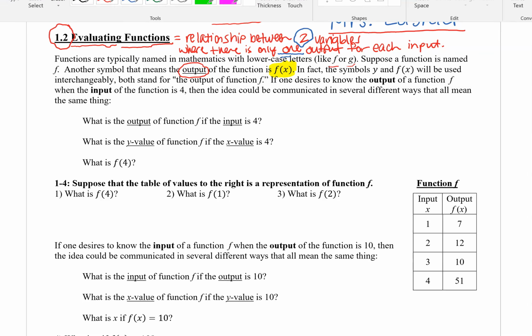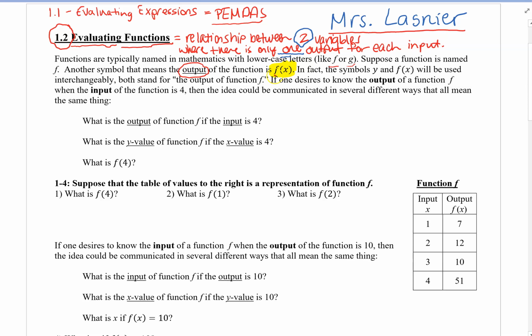Now it's very important that you do not confuse these parentheses with multiplication. So in this context, the parentheses that you see there do not mean to multiply. They do not mean multiplication. So it's important that we distinguish that when we're dealing with a function context.